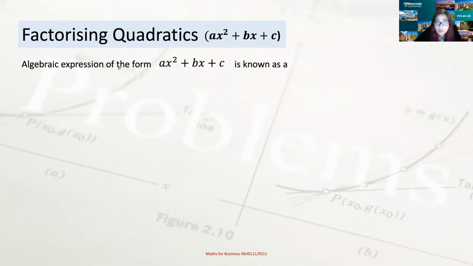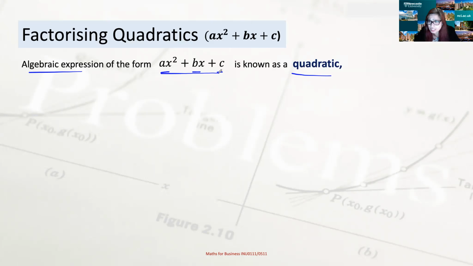Algebraic expression of the form ax squared plus bx plus c. Be careful, guys, this is the general form for the algebraic expressions. You should know that, it is known as quadratic. It's very important. We are going to use these terms a, b, c very often.